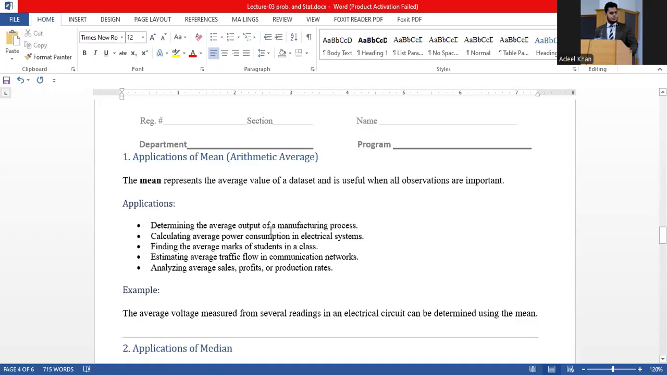Determine the average output of a manufacturing process, that is how much average we got from the manufacturing process. Calculating average power consumption in an electrical system. So average power is the most important aspect in which we conclude the utilization of power in different aspects. Finding the average marks of a student in class, estimating average traffic flow in communication networks, analyzing average sales, profits, and production rates. Further, the average voltage measured from several readings in an electrical circuit can be determined using the mean.